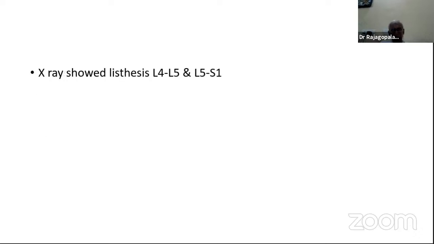Particularly this patient, I am putting the picture, a very old film, so it is not going to be a very good quality like today. Here, the patient had a double level listhesis, one at L4, L5 and the other at L5 S1. This particular film is seen only if the patient is in as much bending as possible.